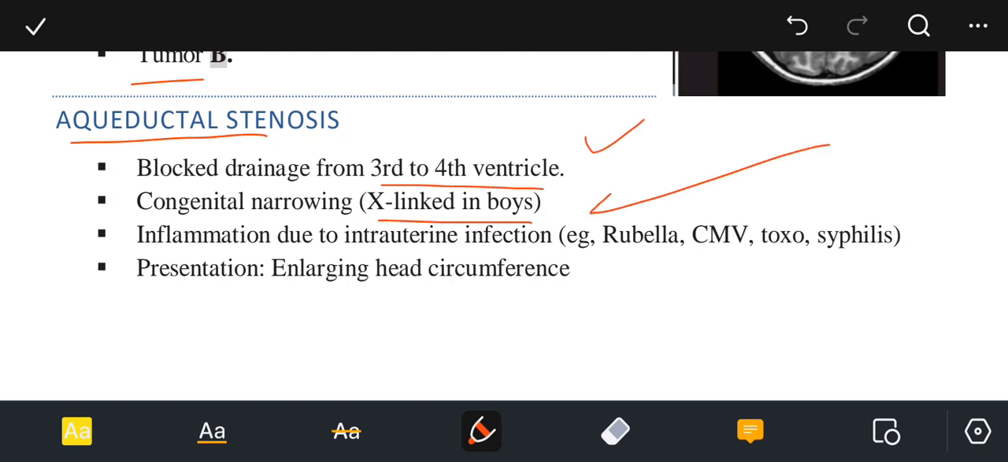Then let's talk about aqueductal stenosis: blocked drainage of the third and fourth ventricle, congenital narrowing. It is X-linked, so definitely it is seen in boys. Inflammation due to intrauterine infection, for example rubella, cytomegalovirus, toxoplasmosis, or syphilis. The presentation is an enlarging head circumference.